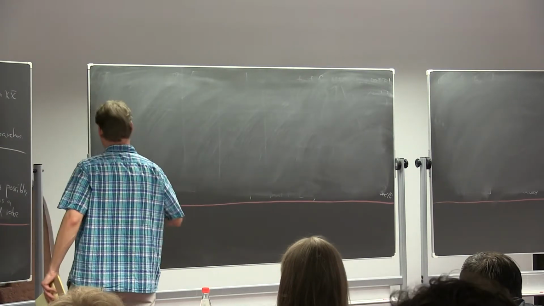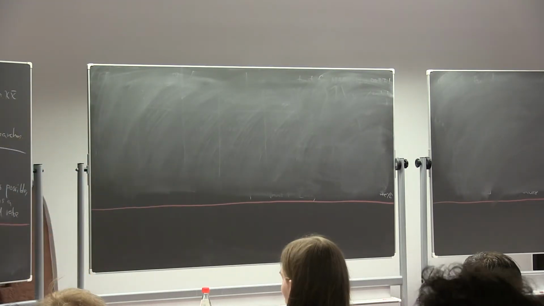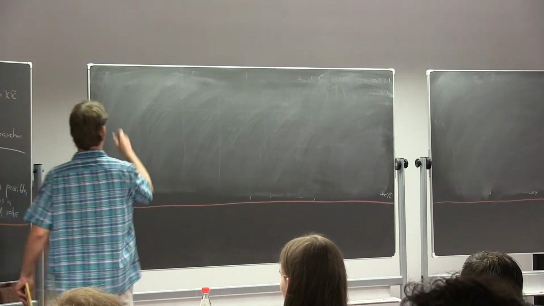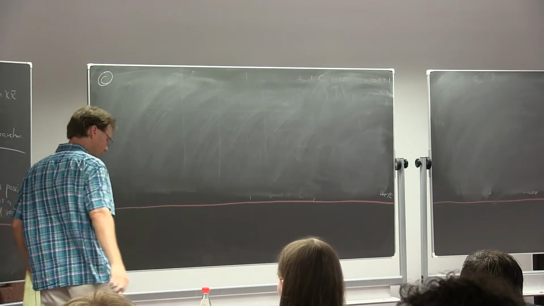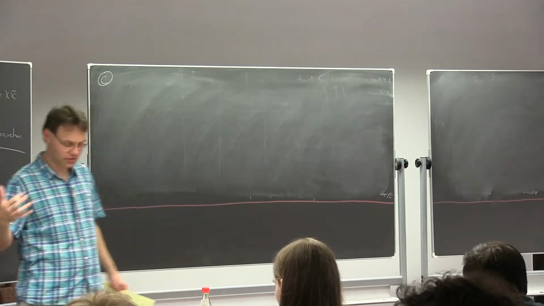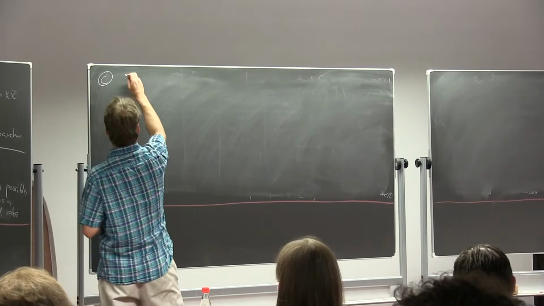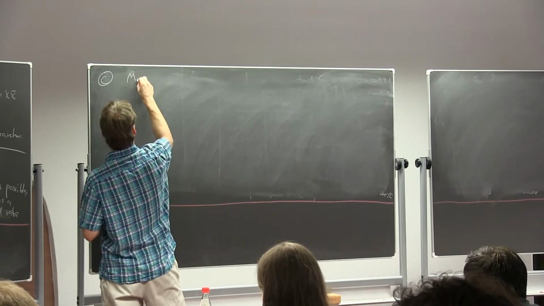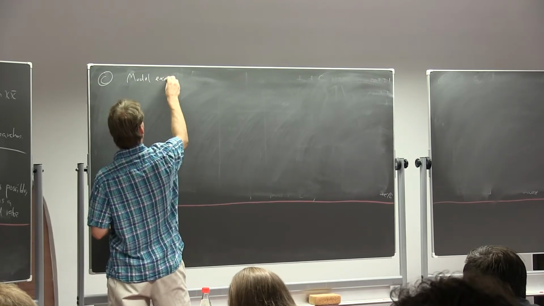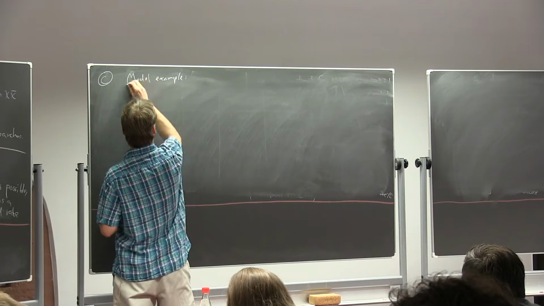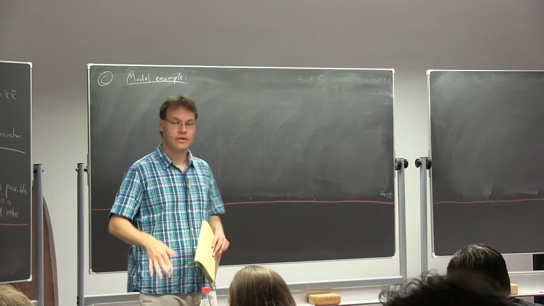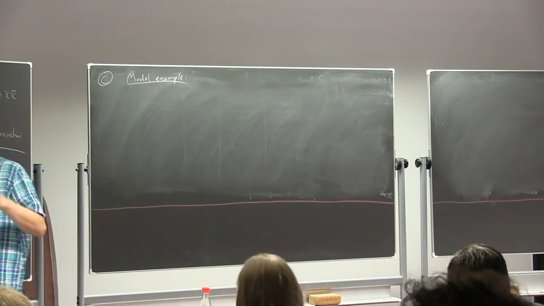So let's look at C, and I just want to give you an example. And there's more than just these examples that I'll mention. So let's go back to our simplest thing of having a dark matter coupled to a dark photon.